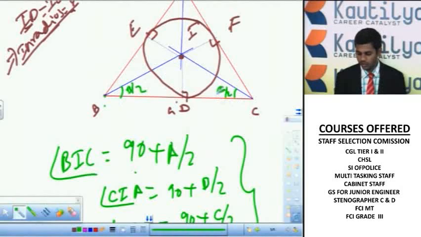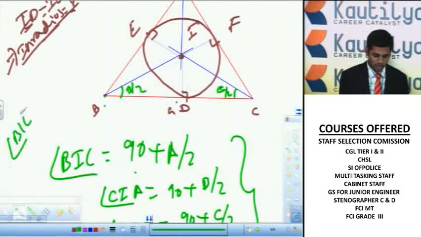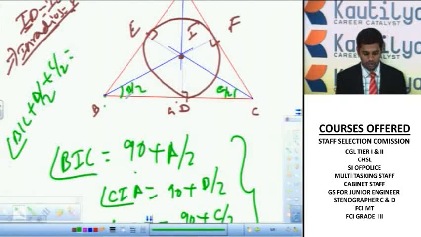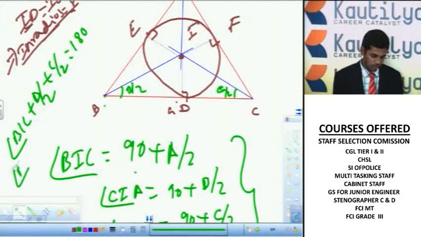Just for your sake I am saying B by 2, C by 2. So this will be some, let us say, angle BIC. Angle BIC plus B by 2 plus C by 2, they form a particular triangle. The sum of these three angles in a triangle will be 180 degrees, right? So angle BIC plus B by 2 plus C by 2 equals 180. This implies angle BIC equals 180 minus (B plus C) by 2.